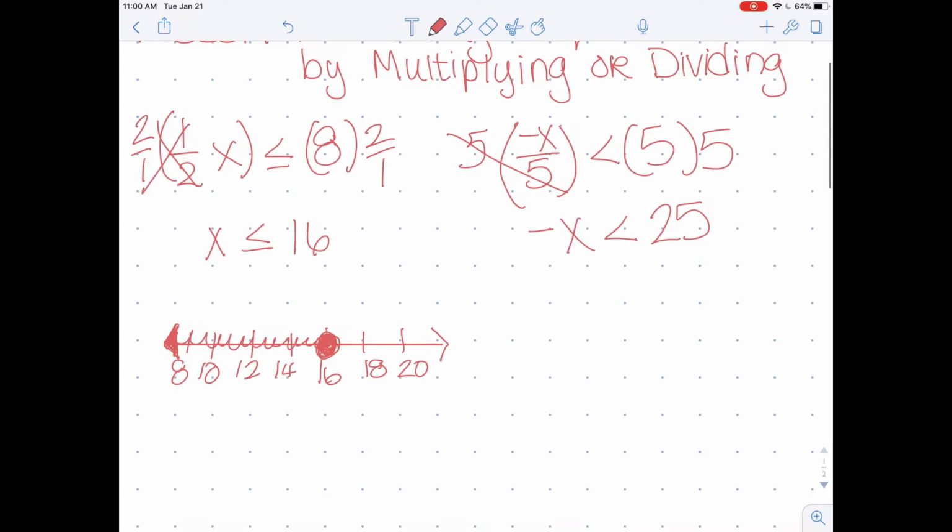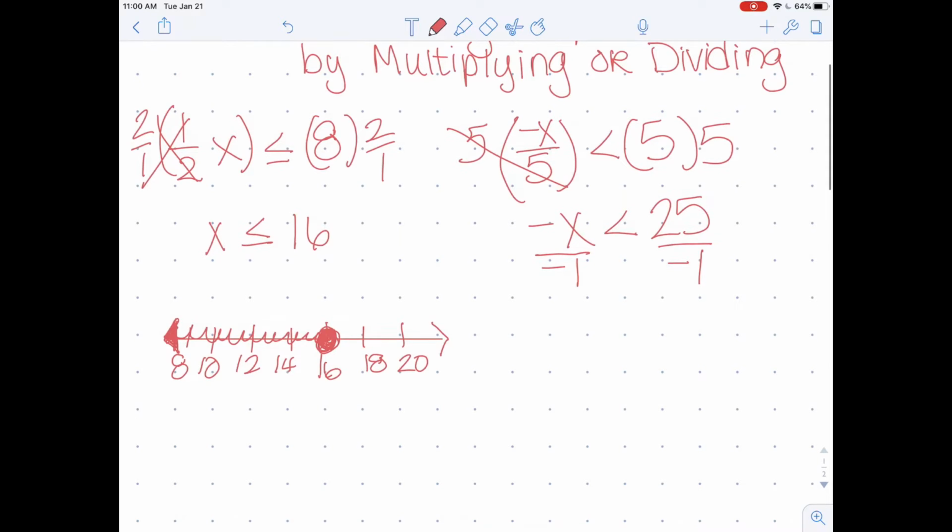Now, we want to get rid of this negative 1. This is important. We're going to divide by negative 1 on both sides, but anytime we have to divide by a negative, we have to switch the sign. So now I have positive x is greater than, because you have to flip the sign, negative 25.